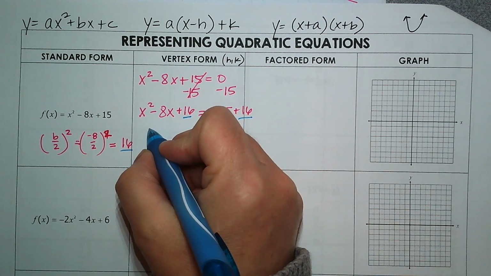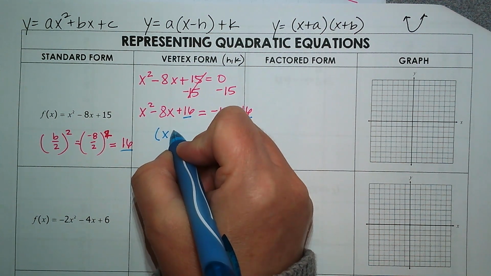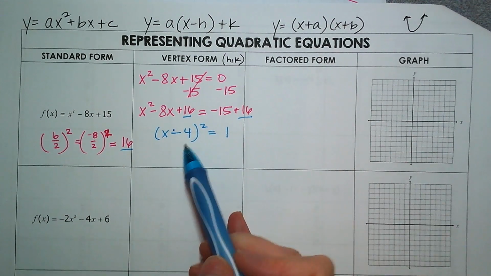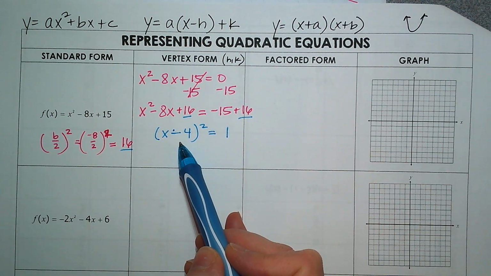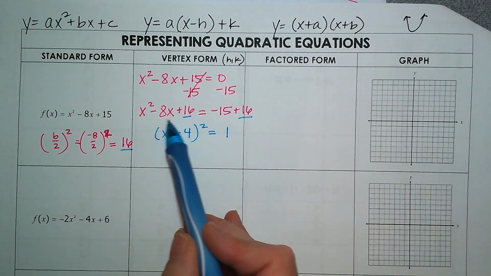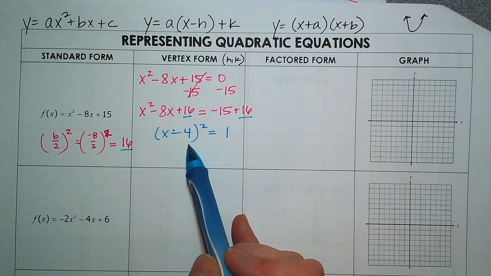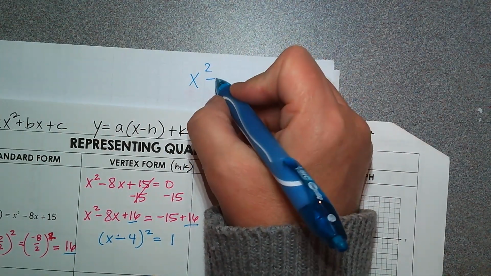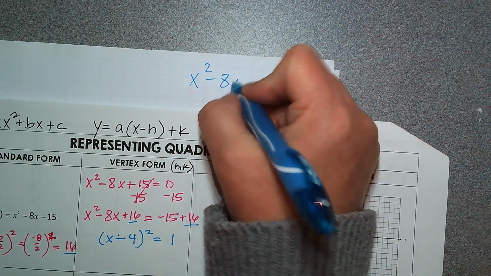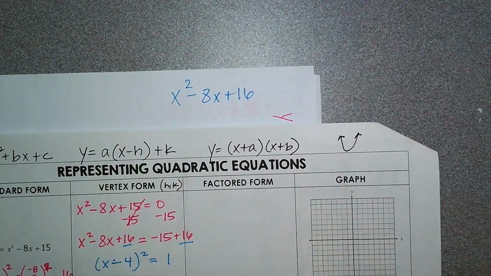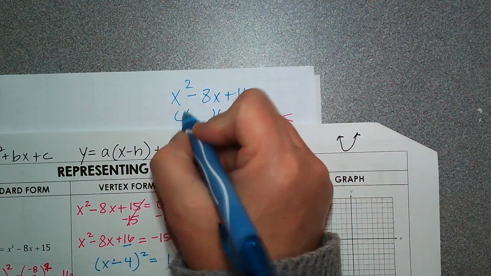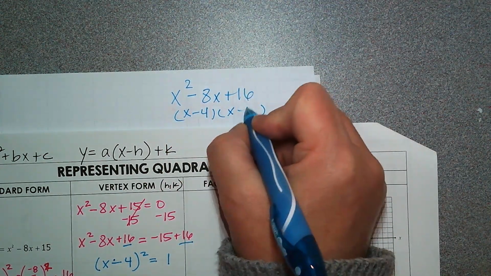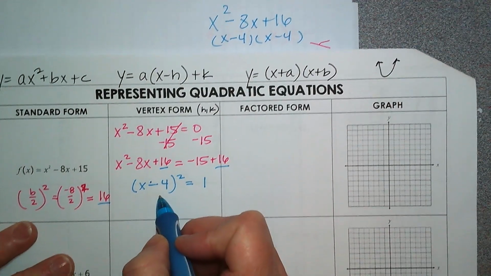I can factor this as a binomial squared. If you multiply this out, x minus 4 times x minus 4, you'll get x squared minus 8x plus 16. You can write it out and factor it like we've been doing, but it needs to be written as a binomial squared. If we look at this and factor it, what 2 numbers multiply to give you 16 and add to give you negative 8? Negative 4. That's where the (x minus 4) squared comes from.